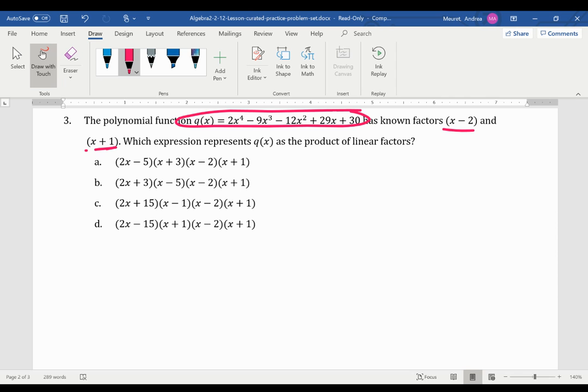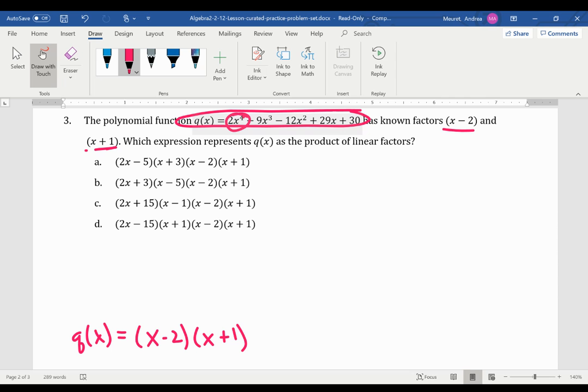I'm going to start my answer down here and say Q of x equals x minus 2 times x plus 1. And then the rest of the work that I do is going to be to find the other two. So it's a fourth degree polynomial, right? Fourth degree polynomial. And so we would expect to be able to find 4 linear factors. And right now we have 2. Okay, so let's divide out the x minus 2.